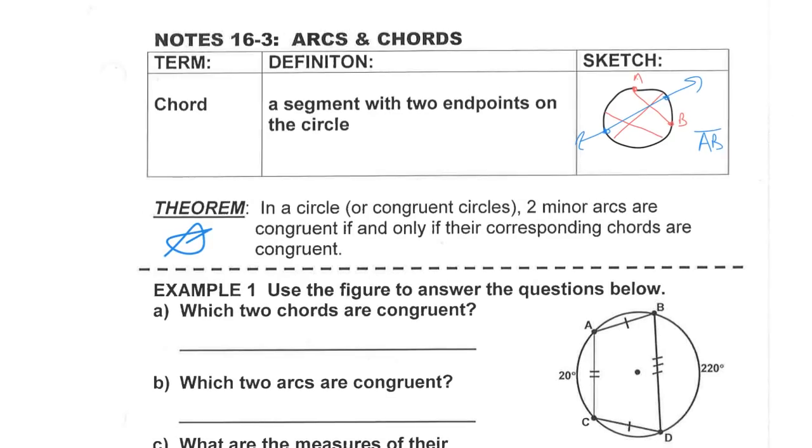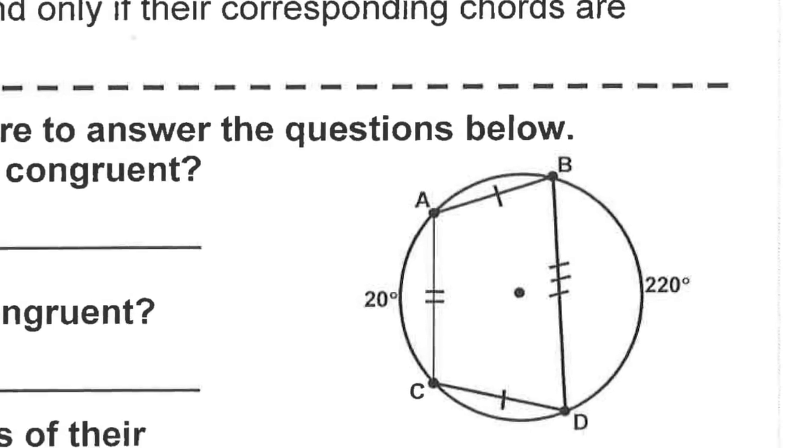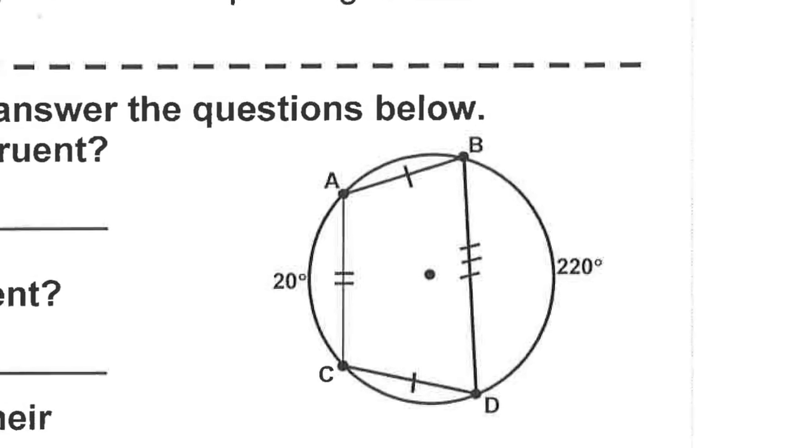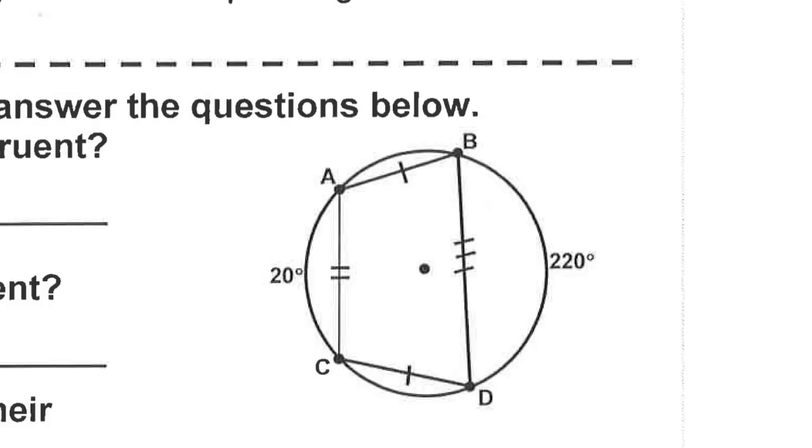It says, in a circle or congruent circles, two minor arcs are congruent if and only if their corresponding chords are congruent. Let's look at this figure right here. It's going to ask us some questions. We'll answer them in a second. If I see this chord AB, it is congruent to chord CD. And what that means is that the arcs that they represent, like this one and this one, are also congruent. So that's what it's talking about.